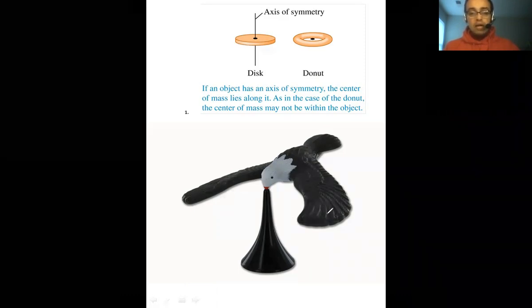What's done is very clever. Basically, you have as much mass on this side of the wing as you do on that side of the wing. And it is so set up that all of these particles end up having a center of mass right here, which is external to the bird.